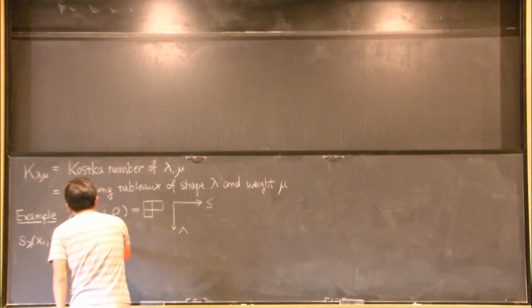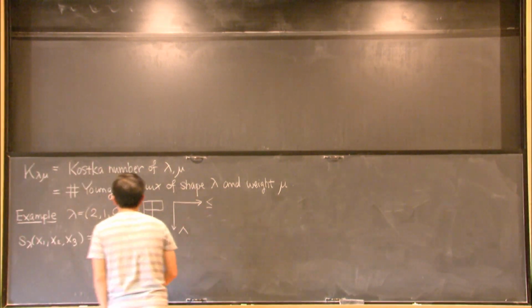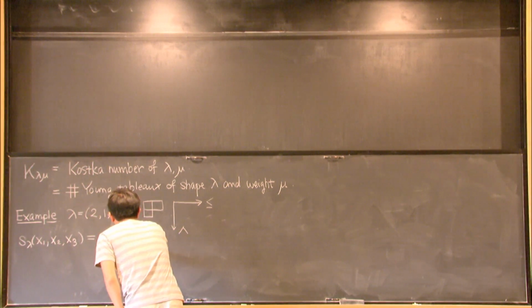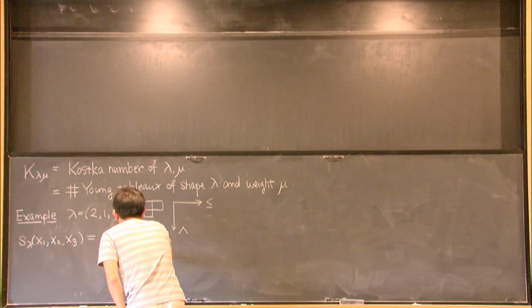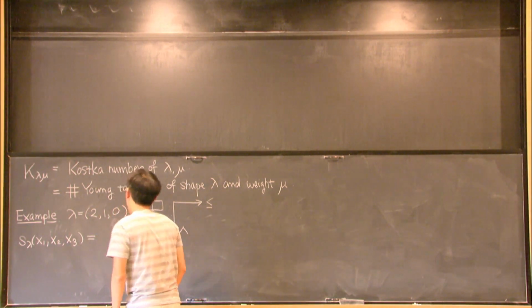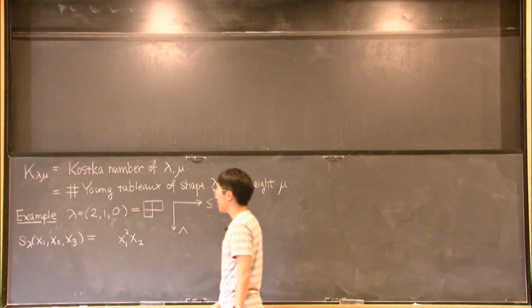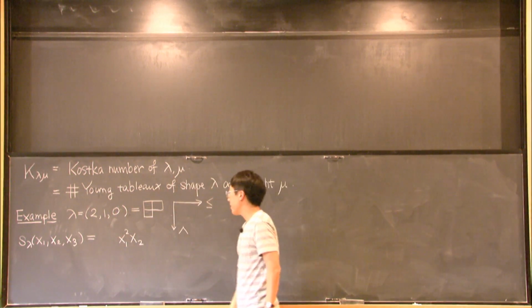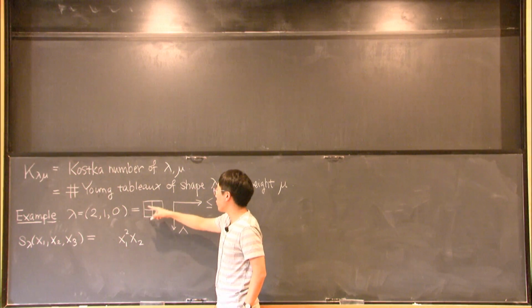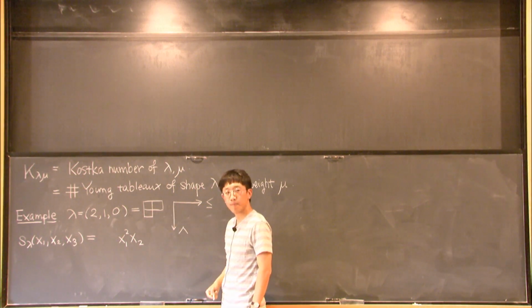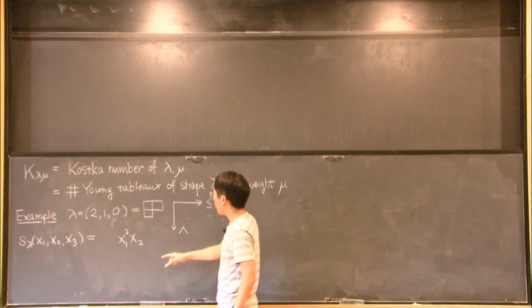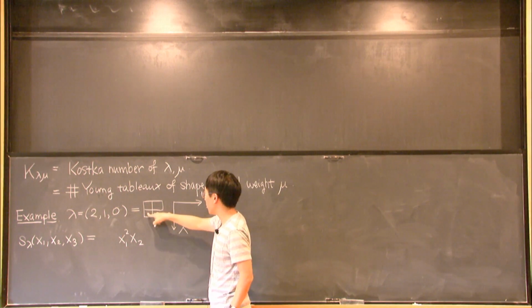And the result will look like this. So I'll have monomials like x1 square x2. And I know that the coefficient here is 1 because there is only one way I can put 2 1s and 1 2 here. I'm forced to do 1, 2, 1.